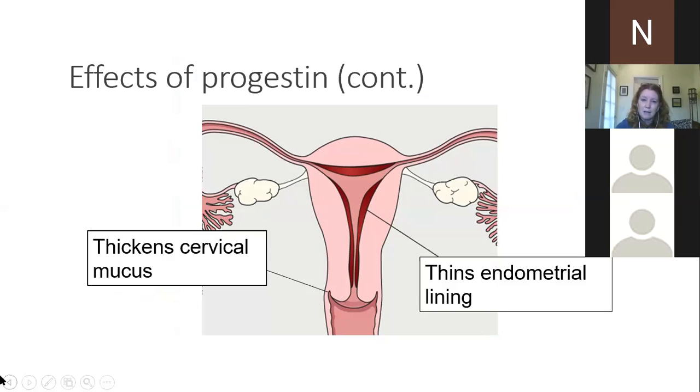So down here, let's orient it. The cervix is down here at the bottom. Progesterone makes a really thick plug. Sperm cannot penetrate through that, and it also thins the uterine endometrial lining. So some hormonal methods of birth control stop ovulation. I'll show you which ones. Others work primarily by thickening the cervical mucus.